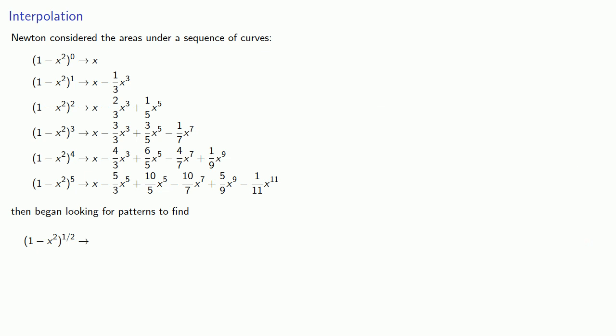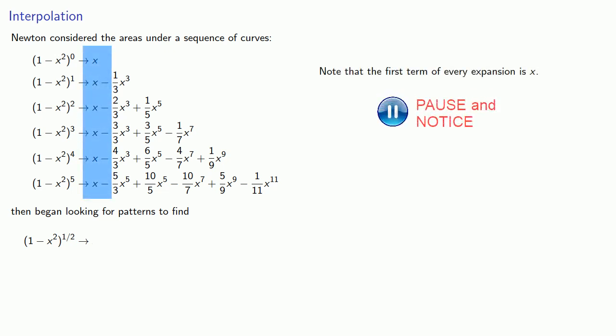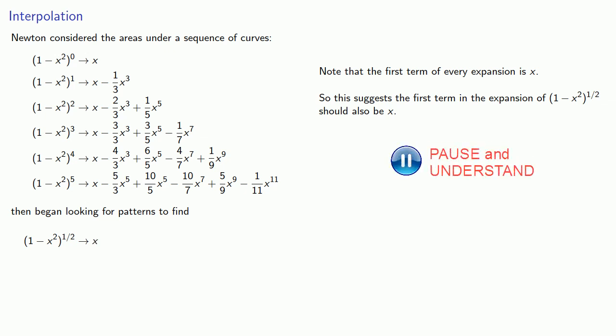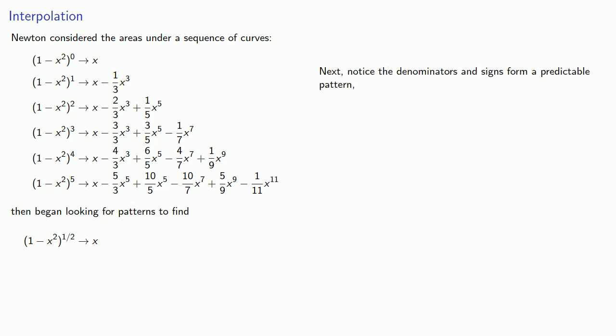But now let's look carefully at our results. The first thing we notice is the first term in every expansion is x. And so this suggests the first term in the expansion of 1 minus x squared to power 1 half should also be x. Next, notice the denominators and signs of all of the terms in all of our series form a predictable pattern. So we can focus on the unsigned numerators.